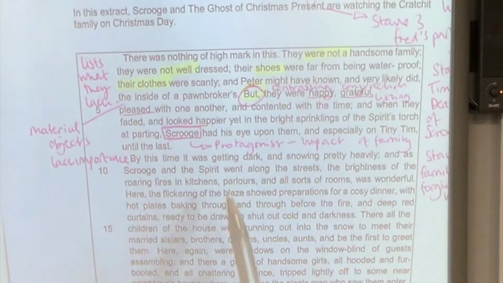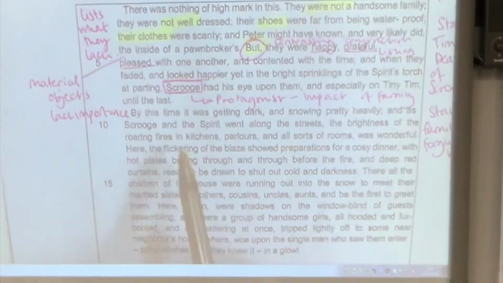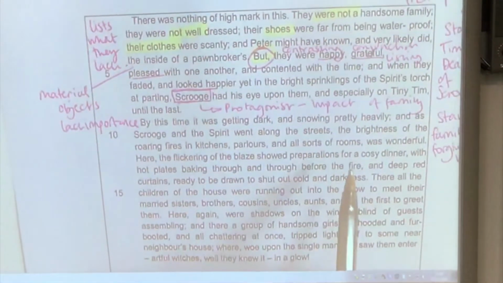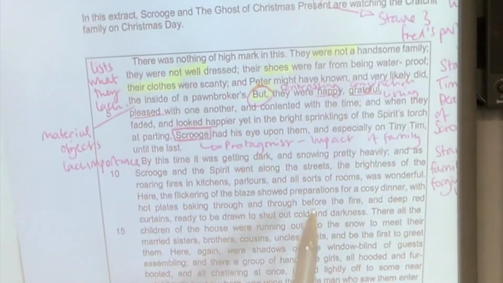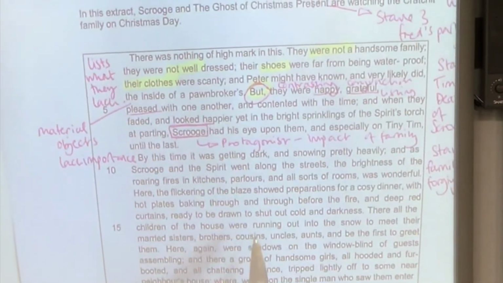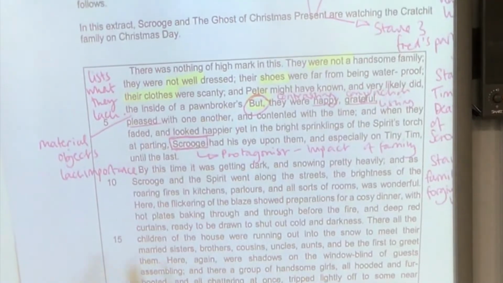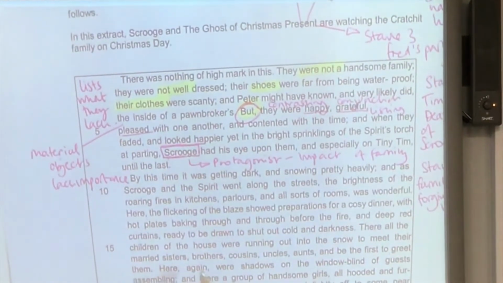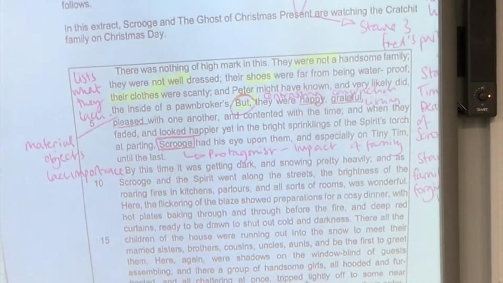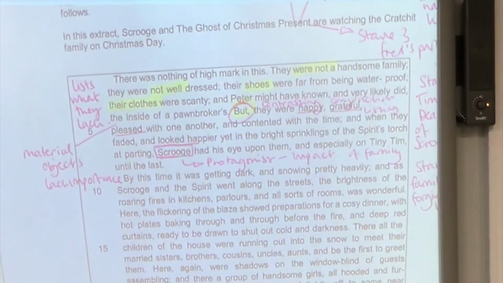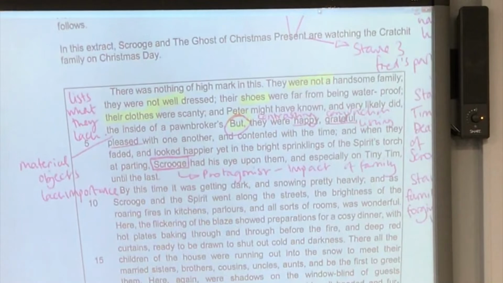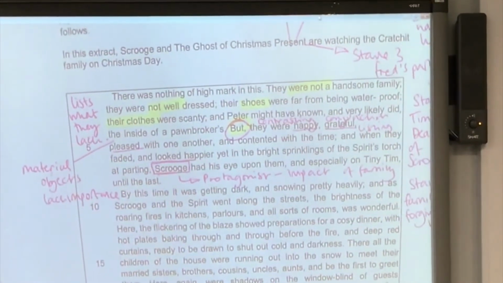By this time, it was getting dark and snowing pretty heavily, and as Scrooge and the Spirit went along the streets, the brightness of the roaring fires in kitchens, parlours, and all sorts of rooms was wonderful. Here, the flickering of a blaze showed preparations for a cosy dinner, with hot plates baking through and through before the fire, and deep red curtains ready to be drawn to shut out cold and darkness. There, all the children of the house running out into the snow to meet their married sisters, brothers, cousins, uncles, aunts, and to be the first to greet them. Here again were shadows on the window blind of guests assembling, and there a group of handsome girls, all hooded and fur-booted, and all chattering at once, tripped lightly off to some near neighbour's house, where woe upon the single man who saw them enter, artful witches, well they knew it, in a glow.